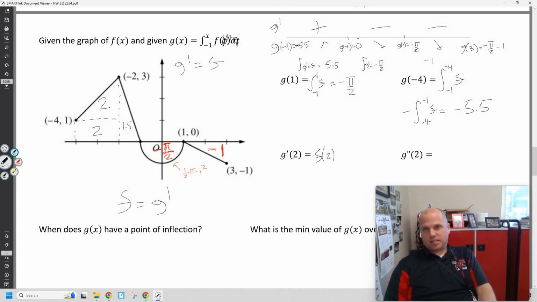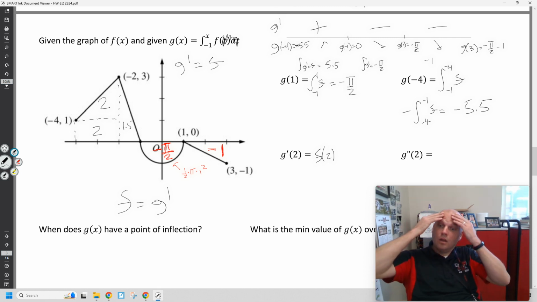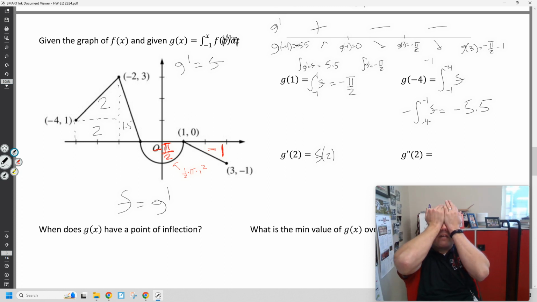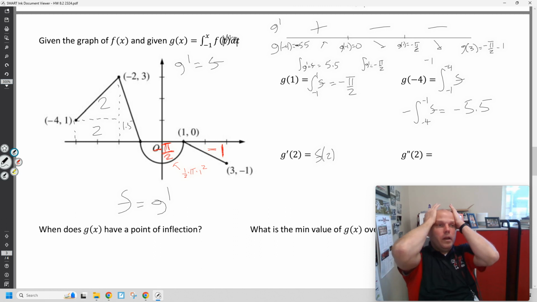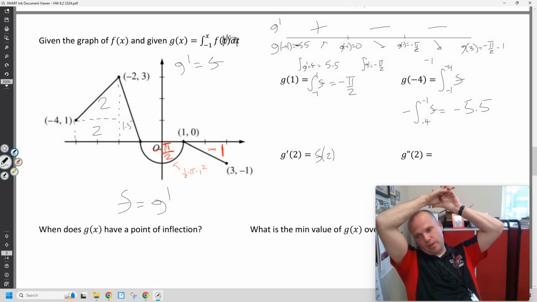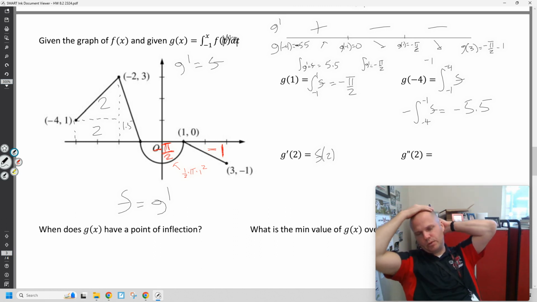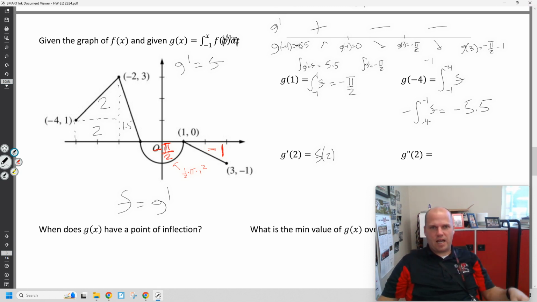That's my overall max. I don't know. Overall min, -5.5 or negative pi over 2 minus 1. It's going to be -5.5. Negative pi over 2 is like 3/2 minus 1. 3/2 is 1.5 minus 1 is minus 2.5. So minus 5.5 is going to be my overall min.